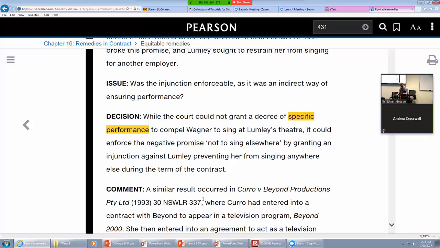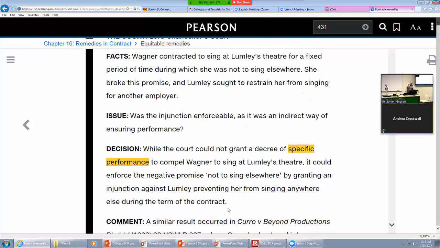Is that going to be easy to enforce, or easier to enforce compared to someone who has to look at certain books and make sure that certain payments are made and so on and so forth? Just an idea. Here's that argument here. They said the specific performance wouldn't be easy to administer. So instead we can look at the negative promise, meaning an injunction, rather not to sing elsewhere. Okay? By granting an injunction against her, preventing her from singing anywhere else during the term of the contract.